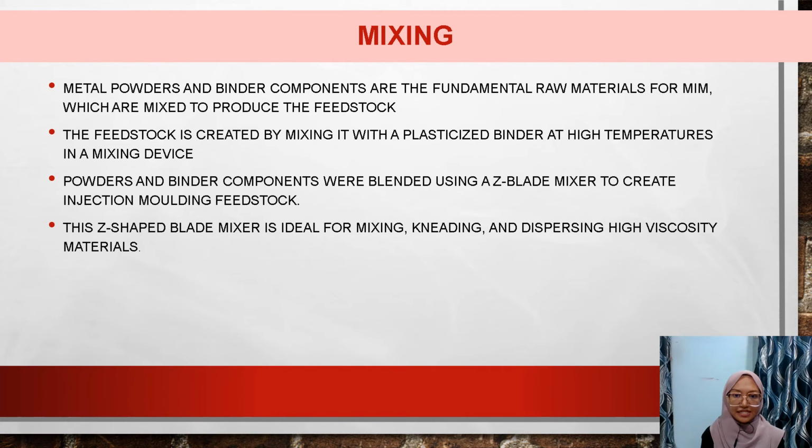Next is mixing in metal injection molding. Metal powder and binder components are the fundamental raw materials for MIM, which are mixed to produce the feedstock. The feedstock is created by mixing it with a plasticized binder at high temperature in a mixing device. Powder and binder components were mixed using a Z-blade mixer to create injection molding feedstock. This Z-shaped blade mixer is ideal for mixing, kneading, and dispersing high viscosity materials.